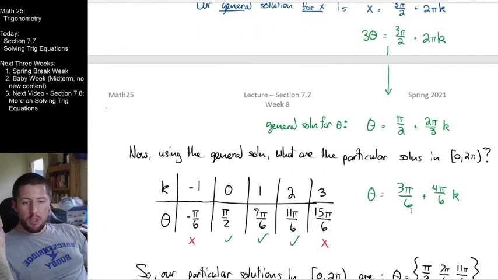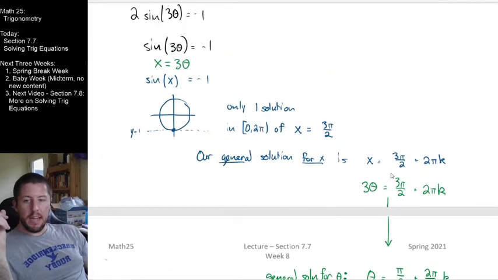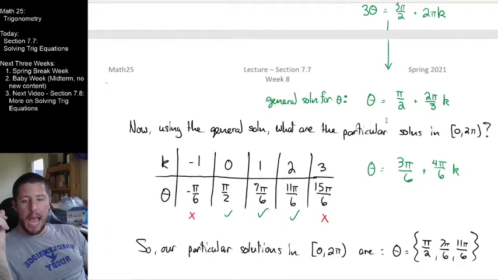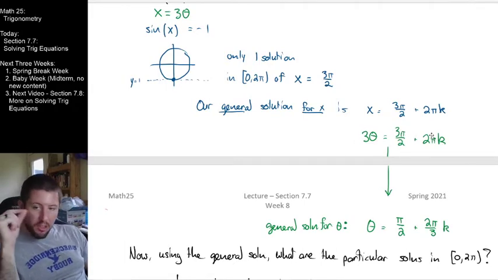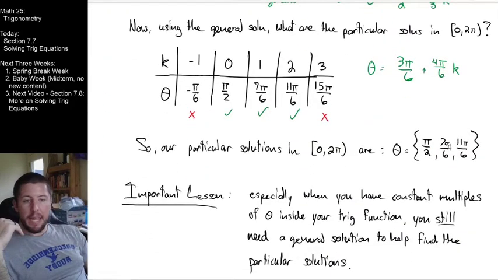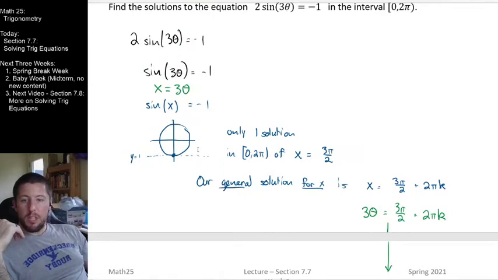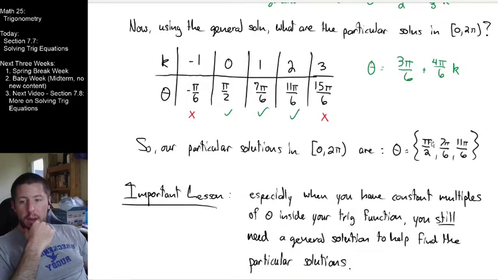I would have missed 2 out of the 3 of these solutions if I had just immediately gone to dividing the solution by 3. I would have only found pi halves. It was important that we stated the full general solution with the 2 pi k on here before I then divided the whole thing by 3, or else I wasn't going to end up getting these two solutions, right? If we would have just said, oh, this is going to give me 3 pi halves, and divided by 3 is 1 pi half, we're done, we would have missed 2 of the solutions that were out here.